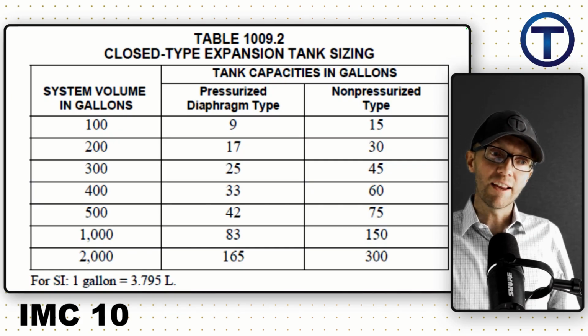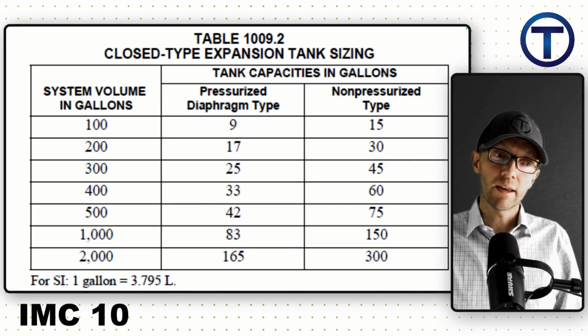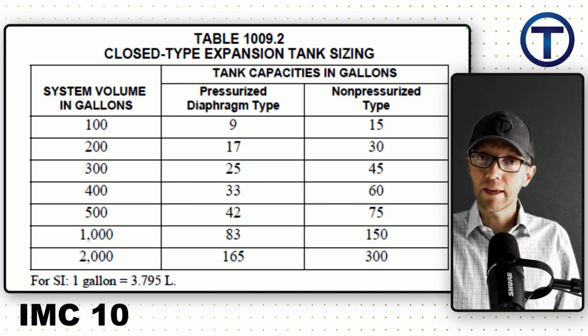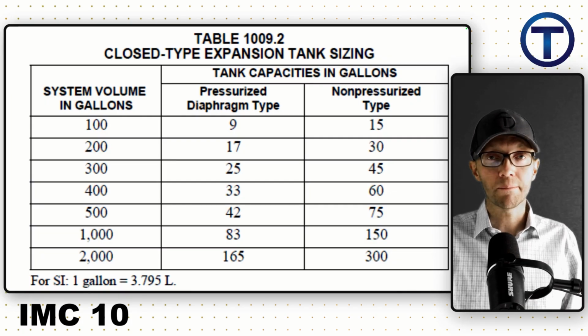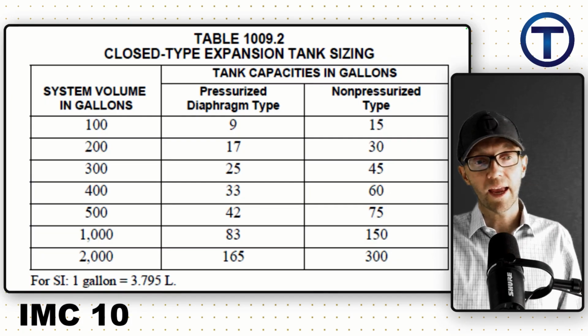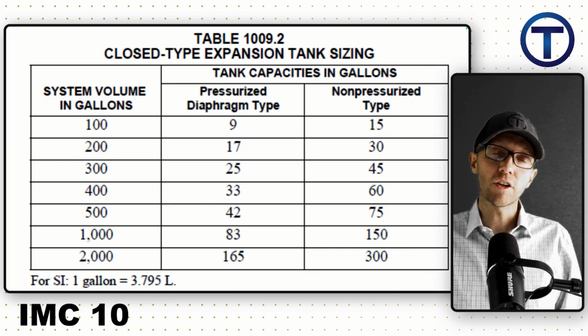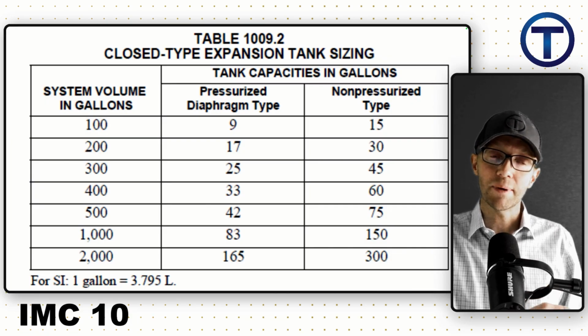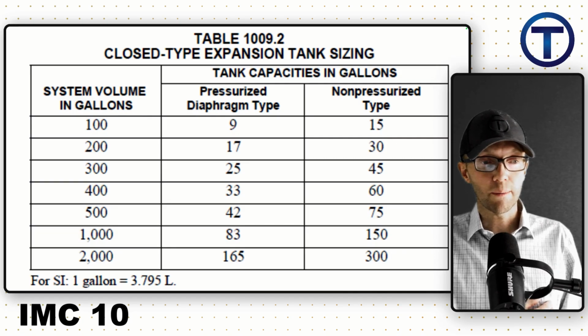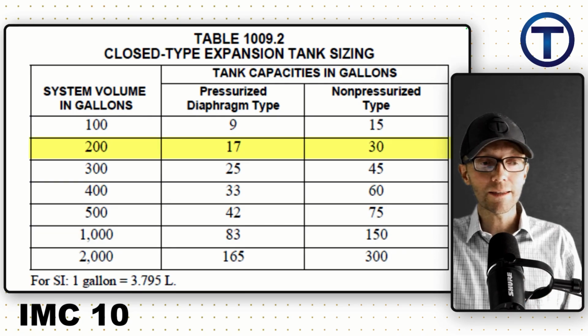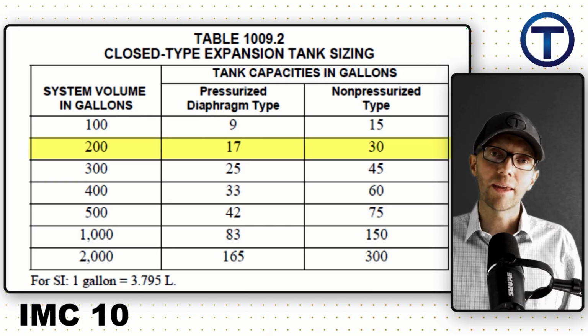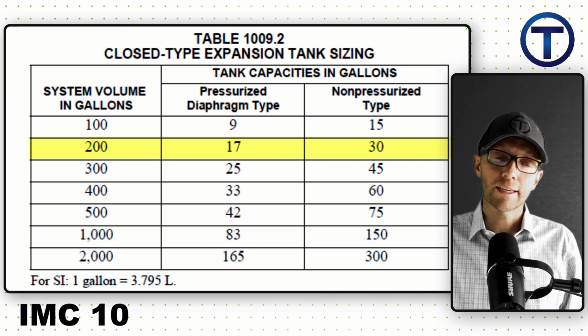So we have the different types of tanks that we just looked at. The pressurized diaphragm, that's the one with a separate air chamber that we use most of the time, and it gives the size of that tank in gallons in relation to the size of the system in gallons. So for example, if I have a 200-gallon system, I'd need a 17-gallon expansion tank.